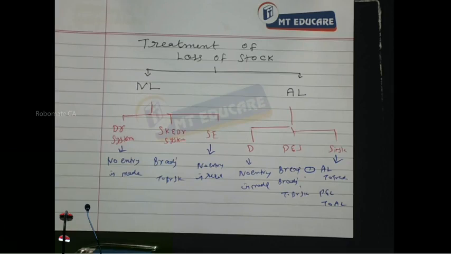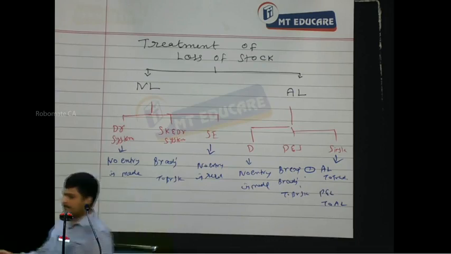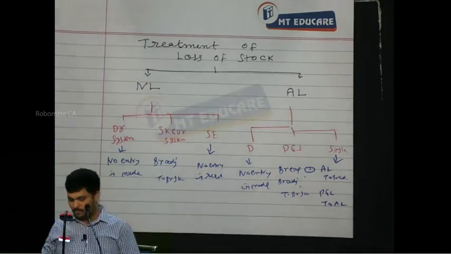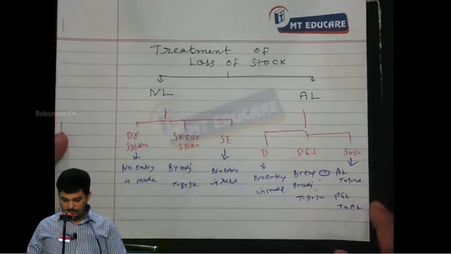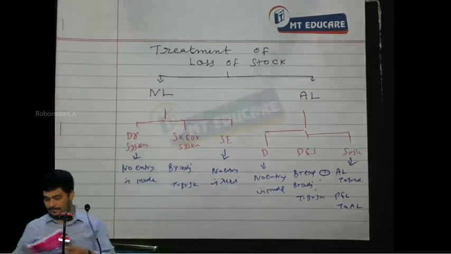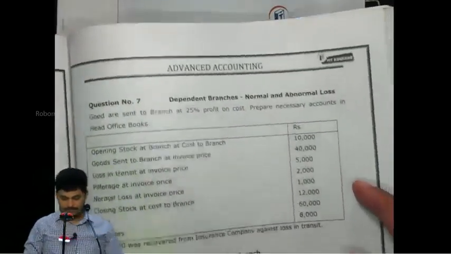Goods are sent to branch at 25% profit on cost. Prepare necessary accounts in head office. Opening stock at branch at cost to branch 10,000. Goods sent to branch at invoice price 40,000. Loss in transit at invoice price 5,000. Pilferage at invoice price 2,000. Normal loss at invoice price 1,000. Closing stock at cost to branch 12,000. Sales 60,000. Expenses 8,000. Rupees 3,000 was recovered from the insurance company against loss.